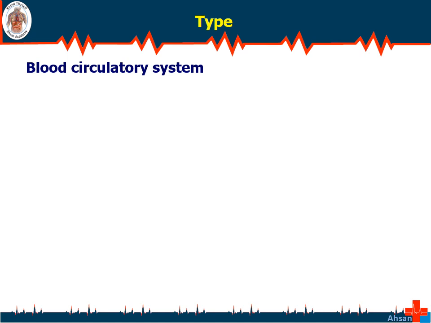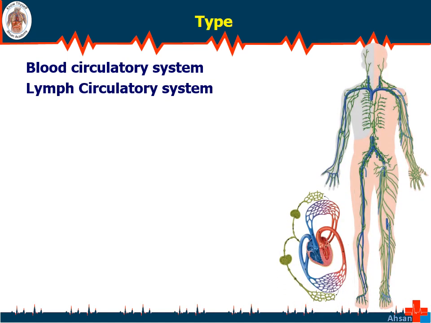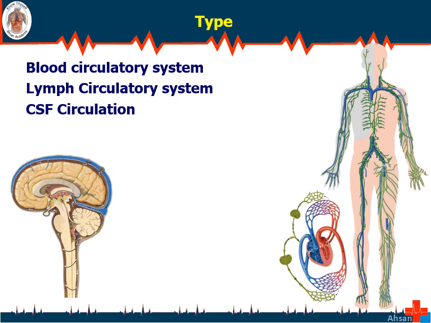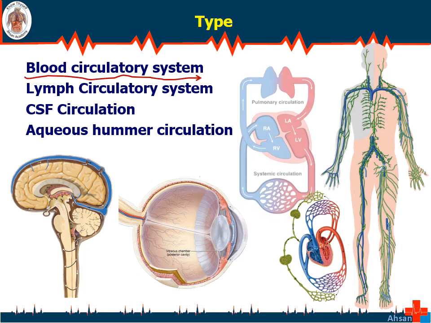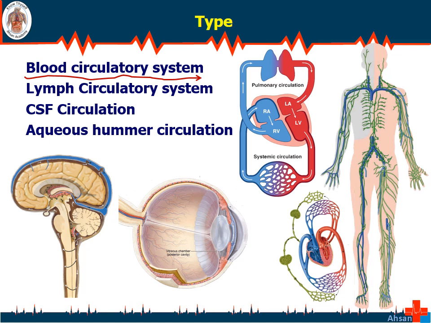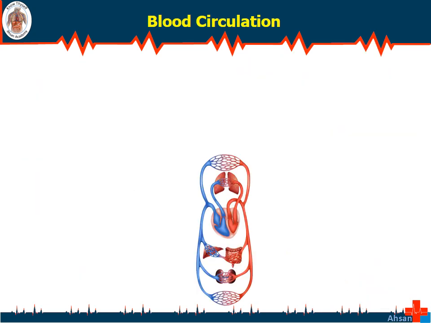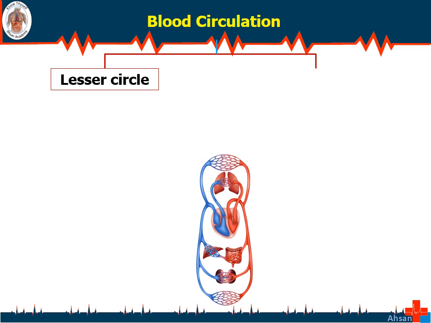In the body, we have the blood circulatory system. The second important one is the lymphatic circulatory system. Other than that, we have the CSF circulatory system, then aqueous humor circulation, and of these, in this presentation, we will try to cover the blood circulatory system only. Blood circulatory system means it has blood and that should circulate through a tubular system, and this has some pump. So these are the components.